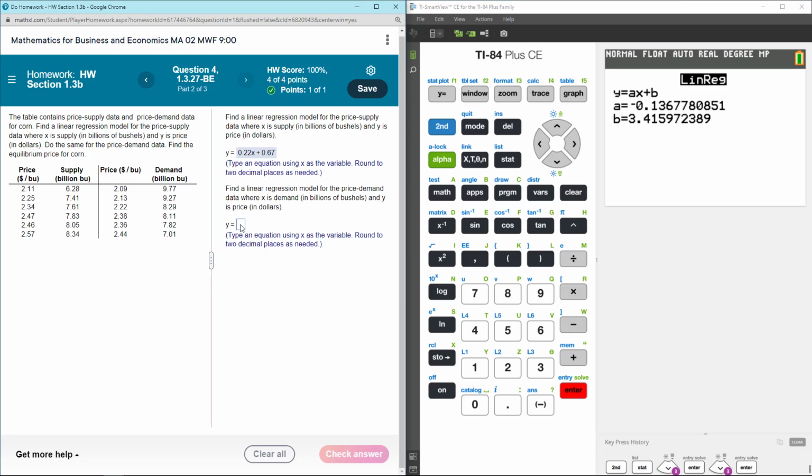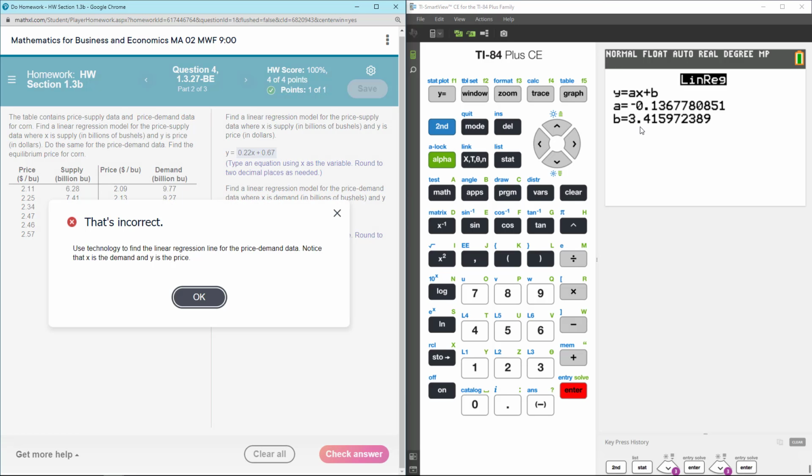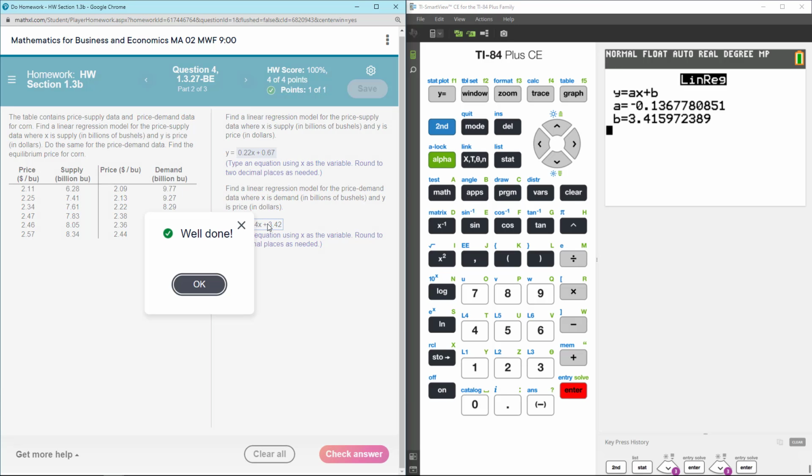Once again, we have that Y is equal to negative 0.136. Since that's a 6, we want to round up to negative 0.14. Negative 0.14 times x. And then we have 3.415. Since that's a 5, you want to round that to 3.42. I didn't mean to hit enter, so let's try that again. Plus 3.42. And there we go.